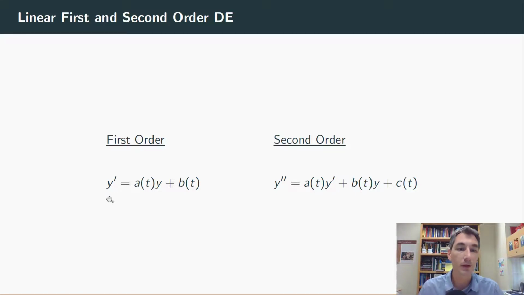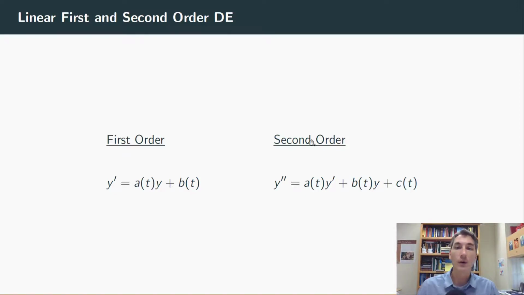So a good example of this would be, for example, if we set a to be just a constant and b to be 0, we get y prime equals ay. That would be like exponential growth or exponential decay. So that's a really simple first order linear model that we've seen several times.